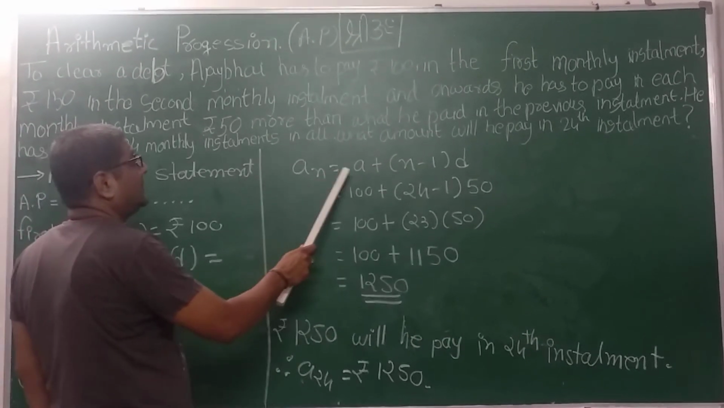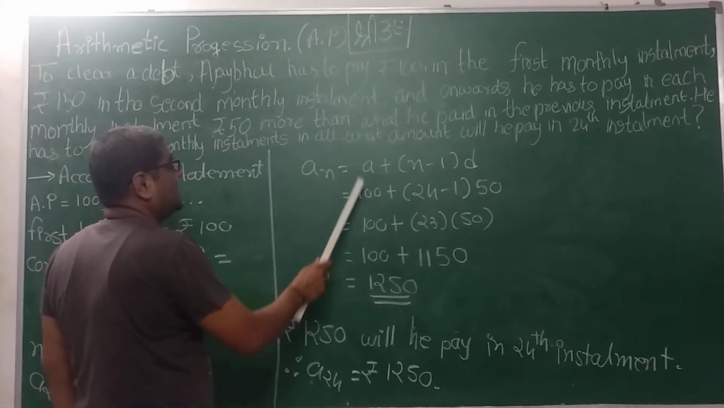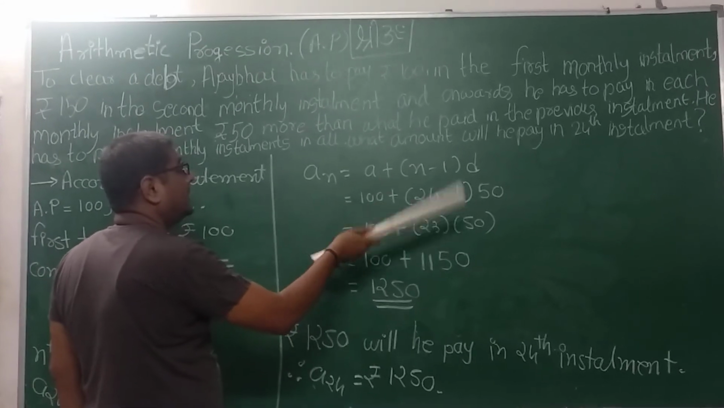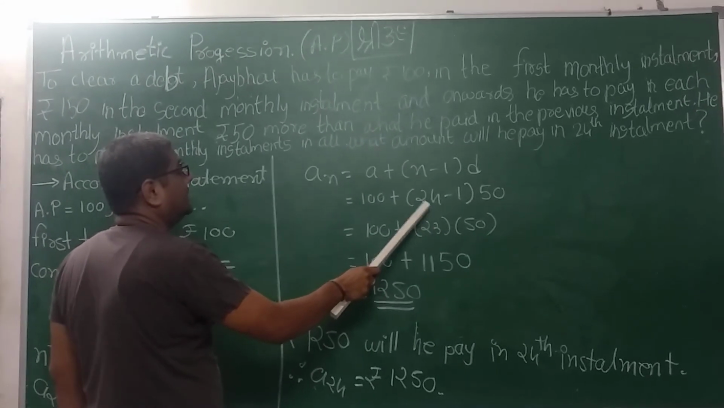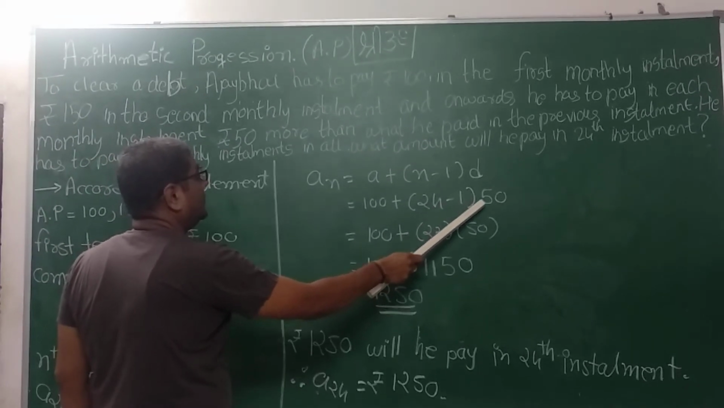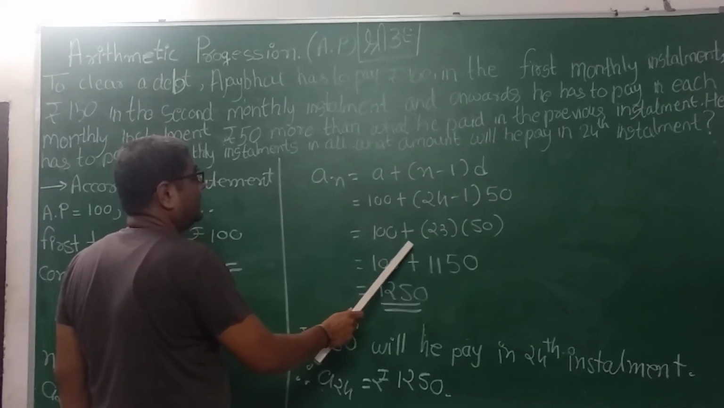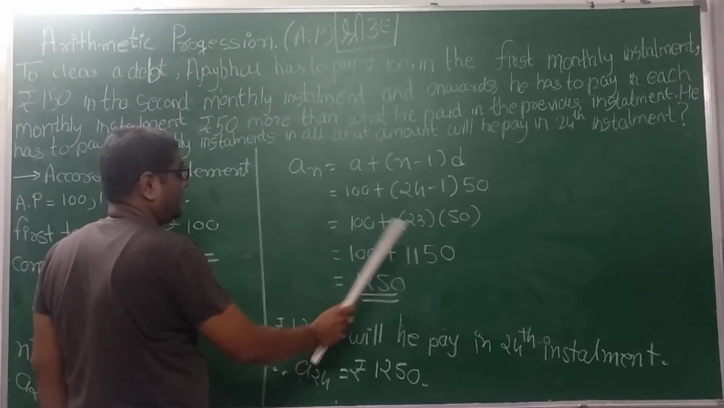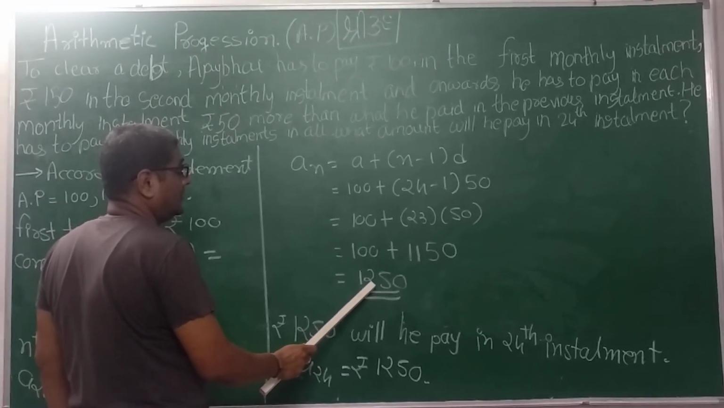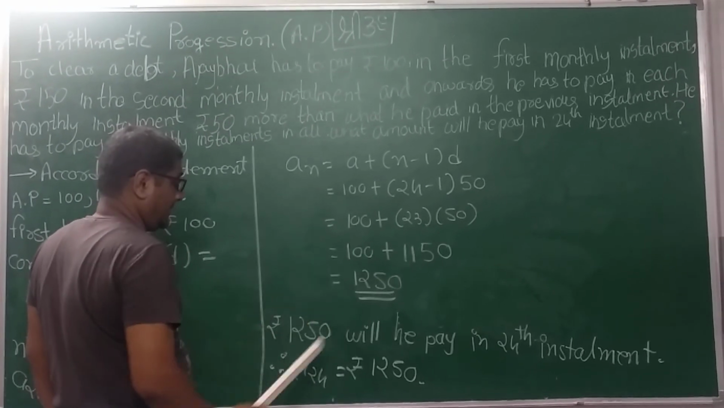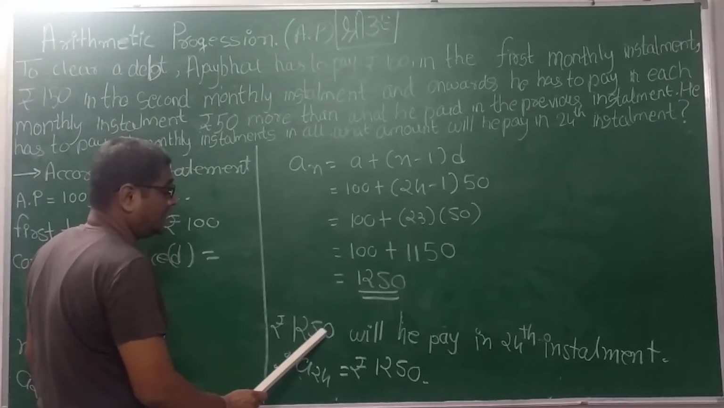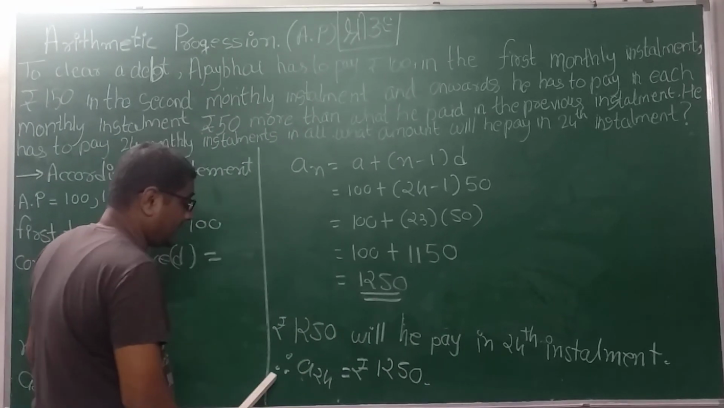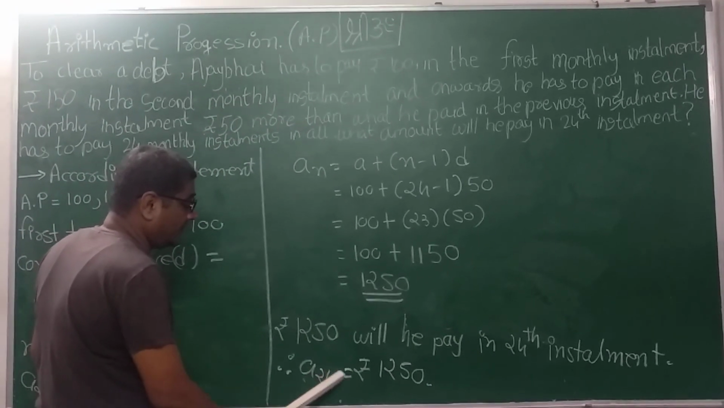Now an is equal to a plus n minus 1 into d. a is equal to 100 plus, n is equal to 24 because in the 24th installment how much amount is paid, that is 24 minus 1 into 50, that is 100 plus 23 into 50. So 100 plus 1150, that is 1250. So rupees 1250 will be paid in the 24th installment. That is known as a24 is equal to rupees 1250.